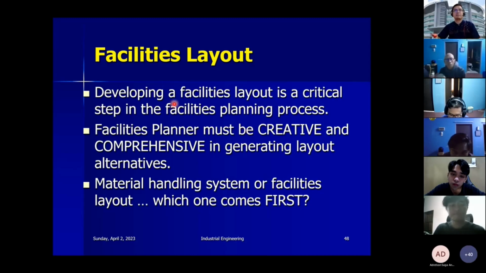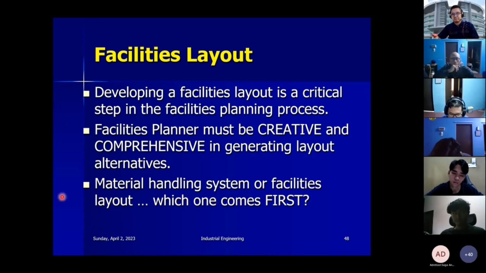What is facilities layout? Developing a facilities layout is a critical step in the facilities planning process. The facilities planner must be creative and comprehensive in generating layout alternatives. To design the facility layout, it involves the facilities planner, engineers and other persons in charge. Material handling system, or MHS, or facilities layout, which one comes first?